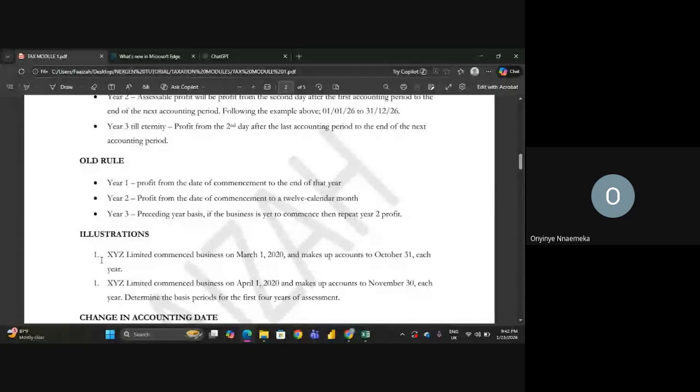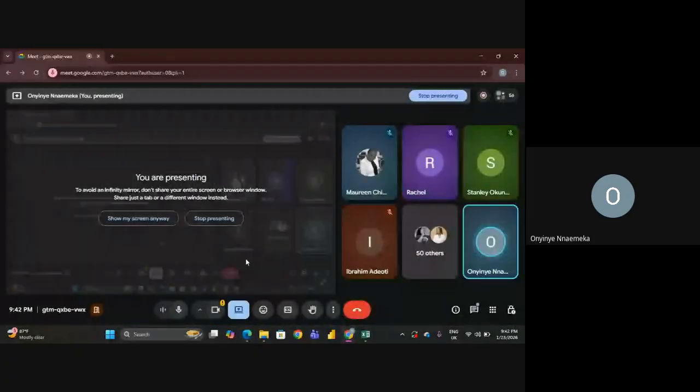So everybody in the comment section, use the new rule and give me the first 3 years of assessment and basis period. XYZ Limited commenced business on March 1st, 2020 and makes up accounts to 1st October each year. So everybody now, in the comment section, I'll read it. Use the new rule. I didn't say old rule, new rule. While you are doing that, any question?